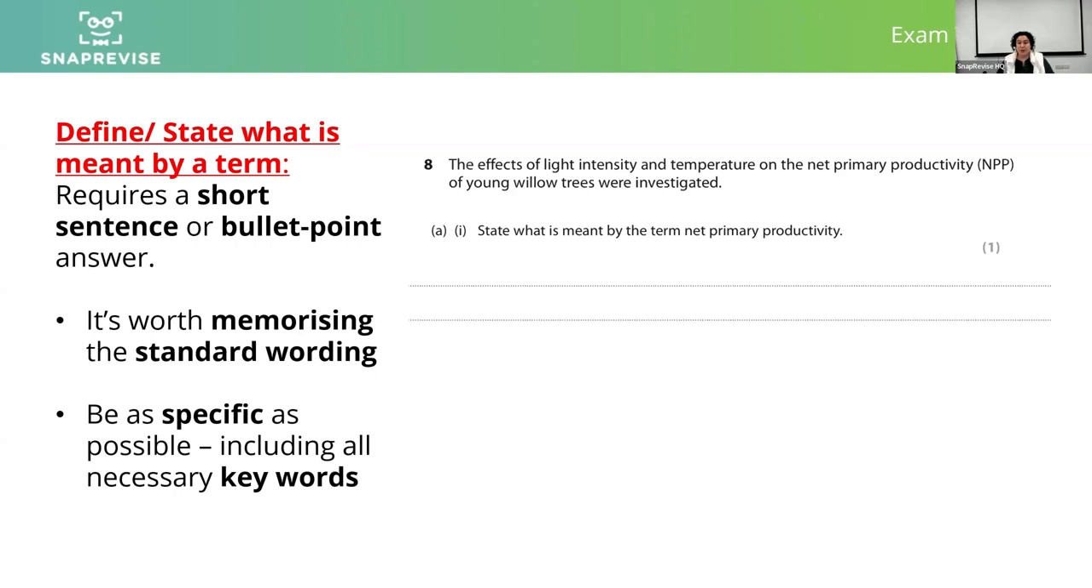So, for instance, the effects of light intensity and temperature on the net primary productivity of young willow trees were investigated. State what is meant by the term net primary productivity. So, again, same kind of technique. Let's break this down into the three parts that we've learned. What is my context? So my context is basically this entire first sentence here. So I know that I'm going to have to talk about the effect, context here. I know that I'm going to have to talk about the effect of light on basically photosynthesis and productivity.